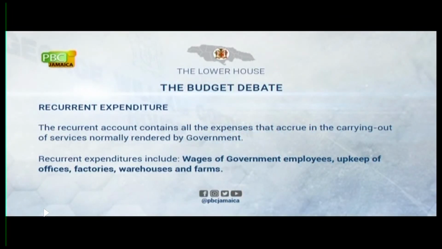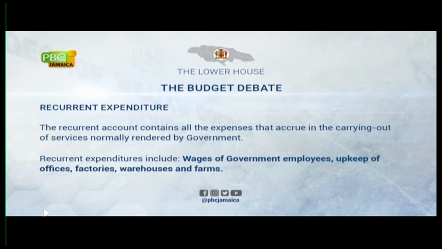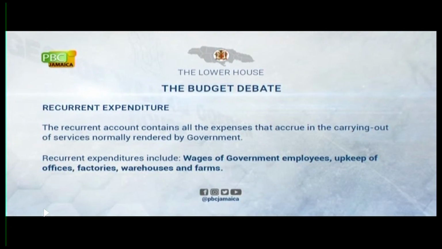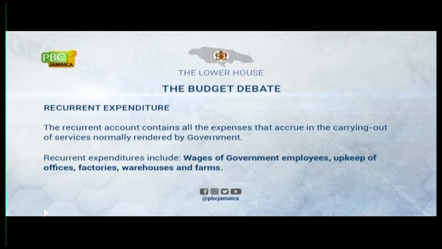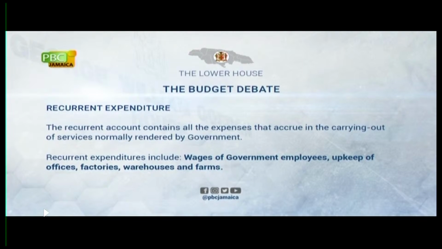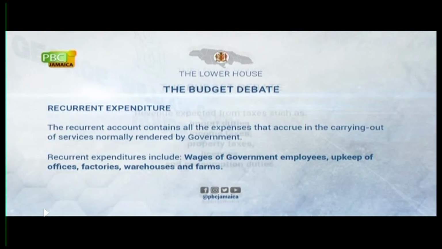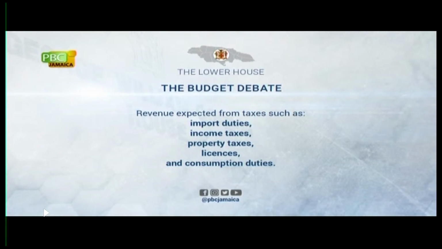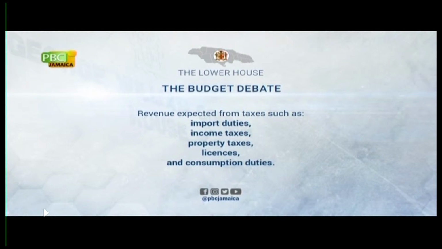Recurrent expenditure. The recurrent account contains all the expenses that accrue in the carrying out of services normally rendered by government. Some of these expenses include wages and salaries of government employees, the upkeep of offices, factories, warehouses, and farms. The recurrent account also contains an estimate of the revenue expected from taxes such as import duties, income taxes, property taxes, licenses, and consumption duties.